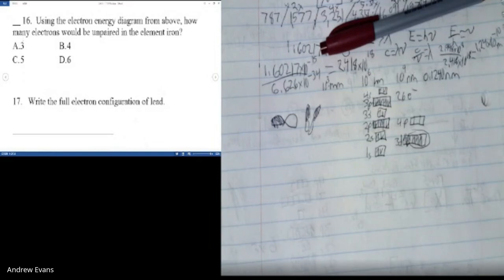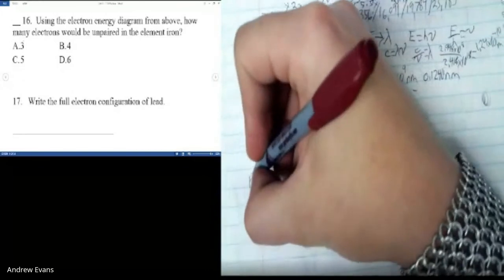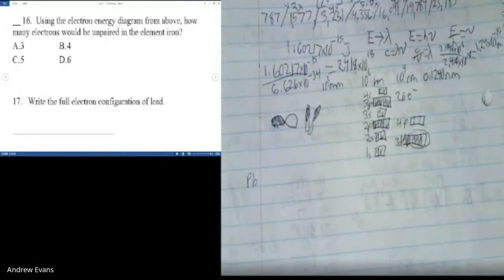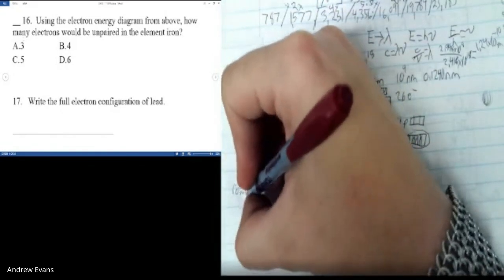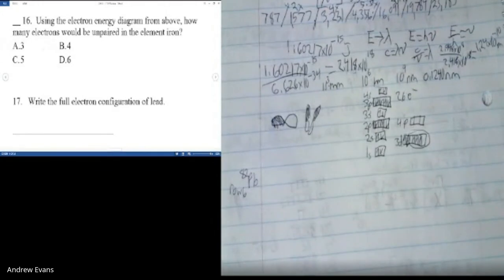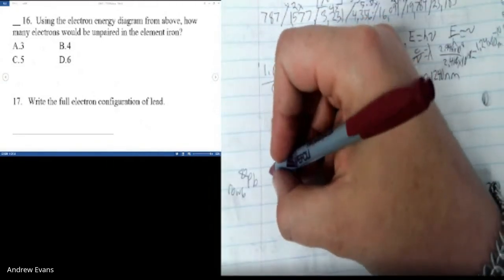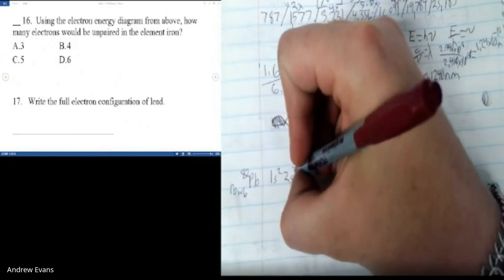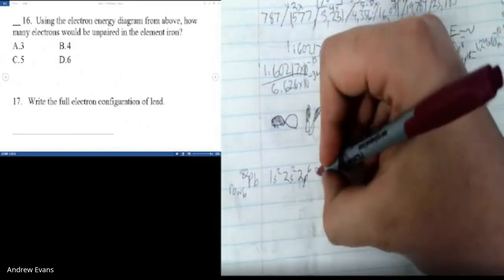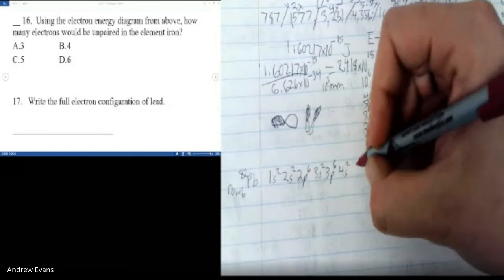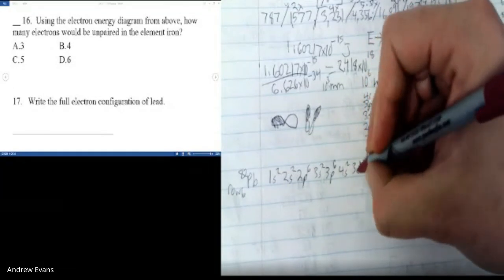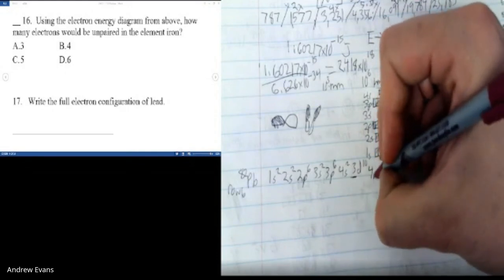Write the full electron configuration of lead. Ooh, this is a fun one. By fun, I mean incredibly long and tedious. Element number 82 on row 6. So that means it has a lot to go in it. So looking at this, rows mean: 1s2, 2s2, 2p6, 3s2, 3p6, 4s2, 3d10, because row minus 1, 4p6.